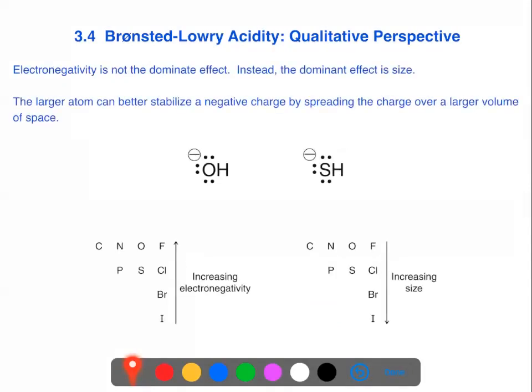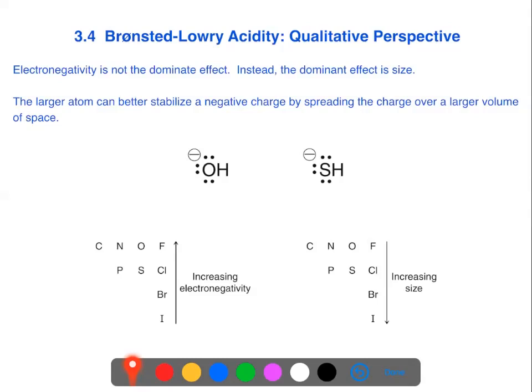electronegativity ends up not being the dominant effect when the elements that you're comparing are not in the same row. So instead, the dominant effect is size. Again, we know that electronegativity will increase as we go from bottom to top in our periodic table. And so it would seem to imply, based on electronegativity arguments, that oxygen would still be the more electronegative atom over sulfur. Now, that is true, but that's not the dominant effect when it comes to comparing elements that are not in the same row.